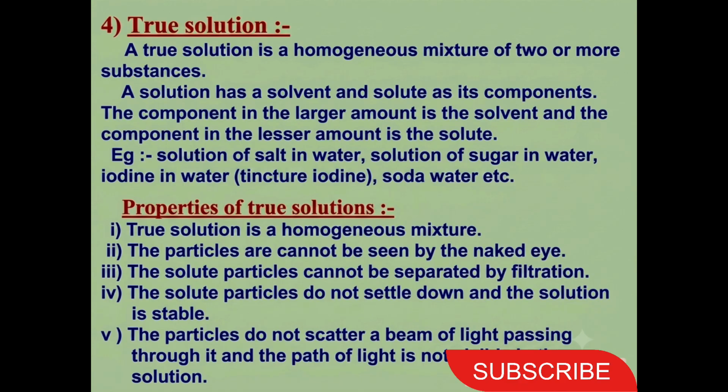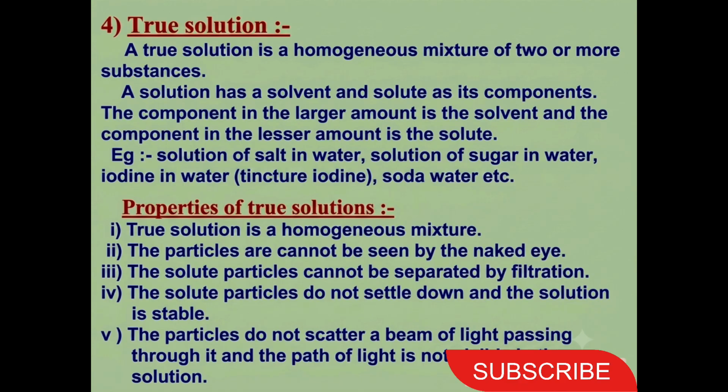A true solution is a homogeneous mixture of two or more substances. In that we have one solvent and one solute. Solute means the substance present in a lesser amount. Solvent means the substance present in a larger amount. For example, sugar water or salt water. We take 1 or 2 spoons of sugar or salt in 100 ml water.